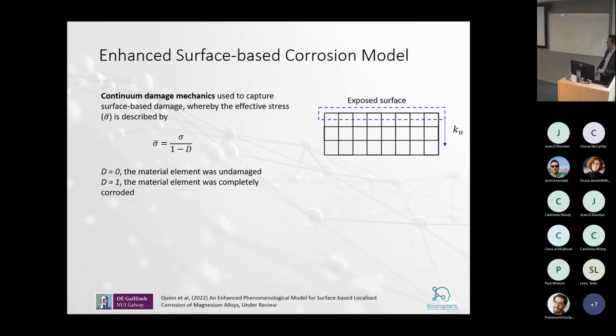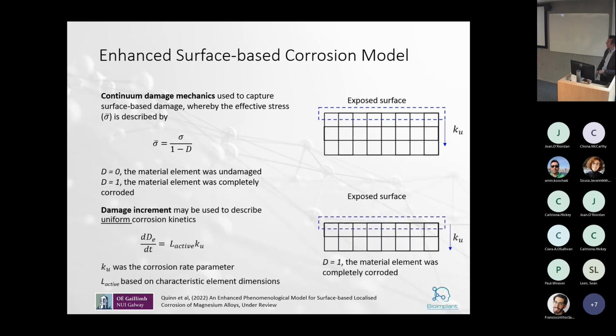So we looked at improving this model with a PhD student of mine. Here we took the same approach. We use a continuum damage mechanics approach to implement damage in these surface elements. I'm sure people who are working in computational mechanics are very familiar with the idea of degrading the elastic modulus of an element to increase the effective stress.